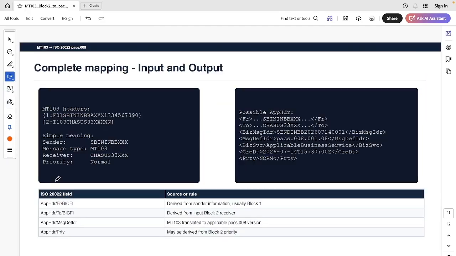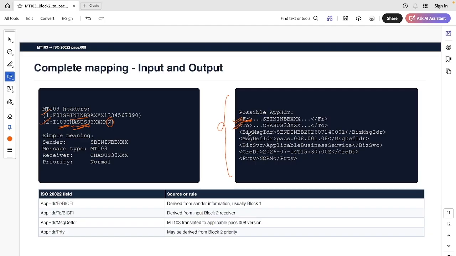Okay, now on the screen you can see this brings the complete mapping logic together. The original MT103 source, the block 1 and block 2. In simple language, the sender is SBI, the message is MT103, the direct receiver is JP Morgan Chase, and the FIN delivery priority is normal. From this information, a possible ISO 20022 business application header can be constructed in this format. We have already discussed it in one of the previous slides. You can see the sender information goes into this from element. The receiver information goes into the to element.